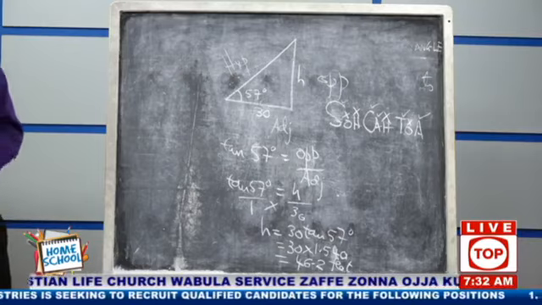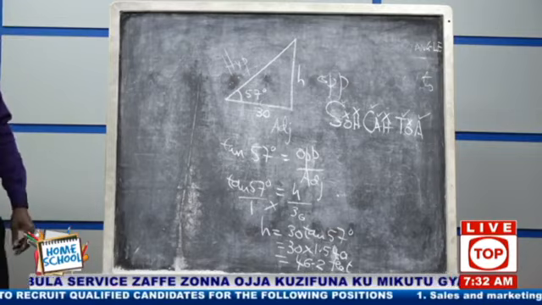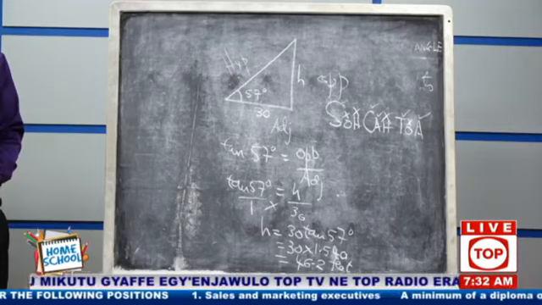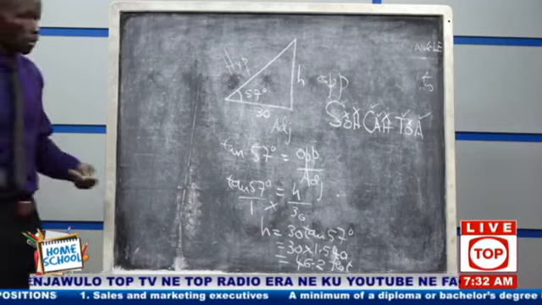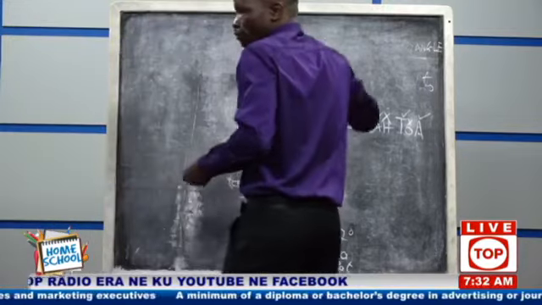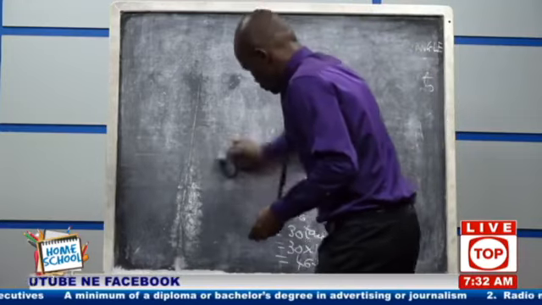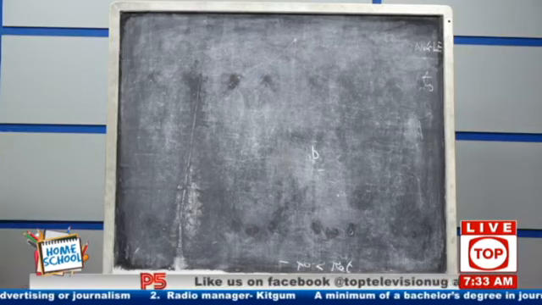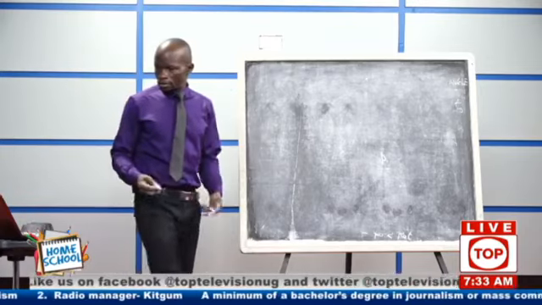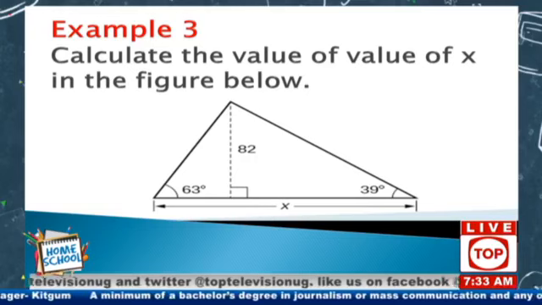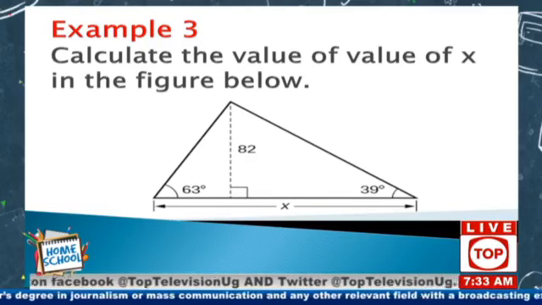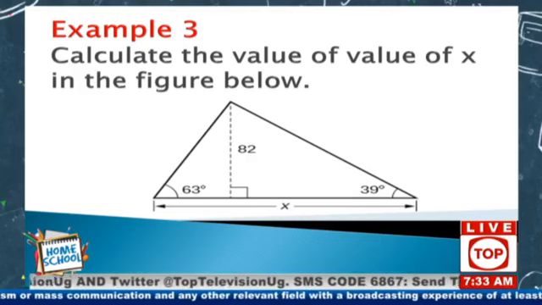So let's look at the next example. That is slide 9. This one I'm going to leave with you. The moment you see it there, try to write it. So it's still about trigonometry. It's a simple problem there for you, and they're asking you to get the value of x in the figure below.